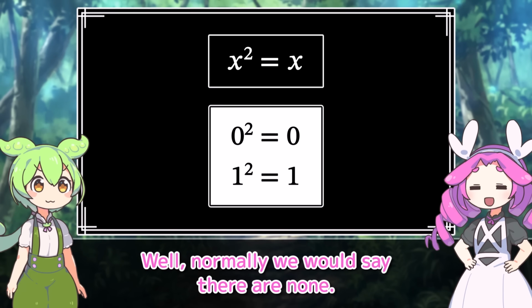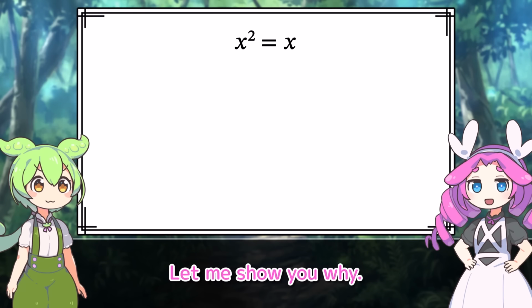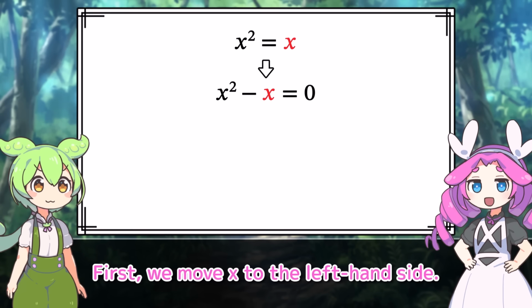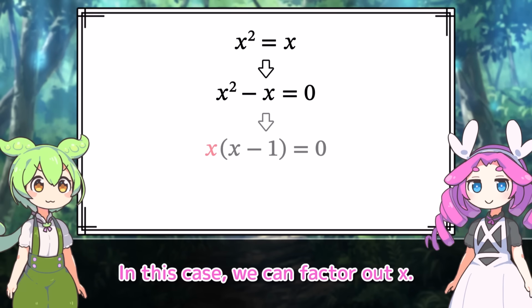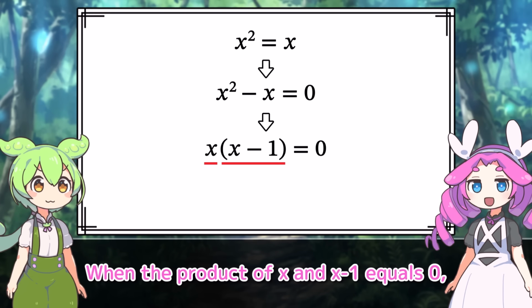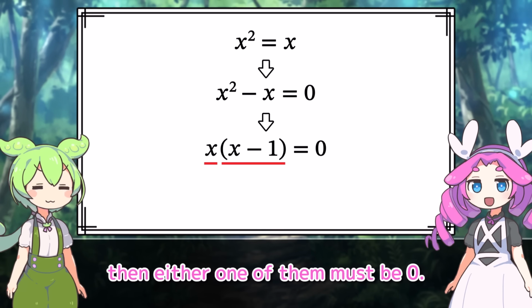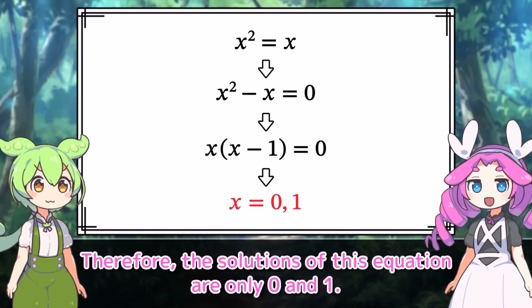Well, normally we would say there are none. Let me show you why. First we move x to the left-hand side. Then let's factor the left-hand side. In this case, we can factor out x. When the product of x and x minus 1 equals 0, then either one of them must be 0. Therefore, the solutions of this equation are only 0 and 1.